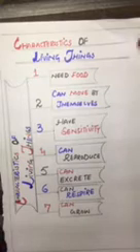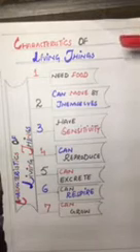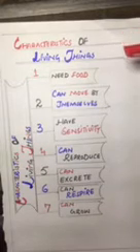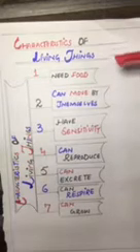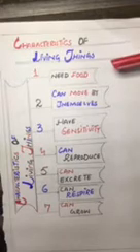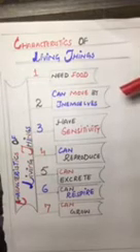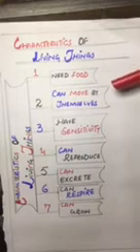So in the universe we are surrounded by a lot of things. Some are living things and some are non-living things. How do you know that this thing is living and this thing is non-living? So there is a question: what are the characteristics of living things that make them different from non-living things? There are 7 basic characteristics of living things that make them different from non-living things.